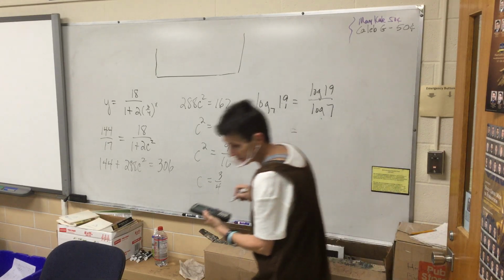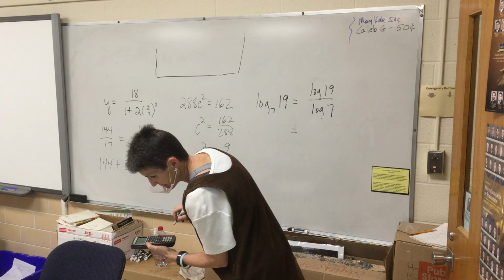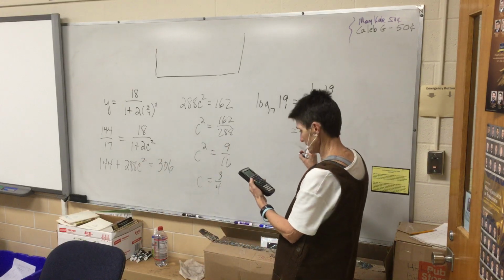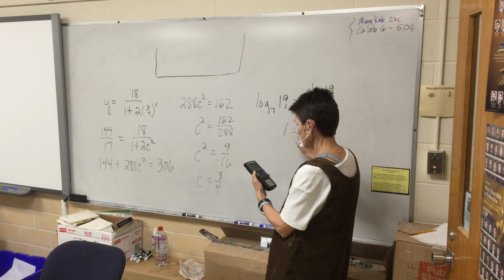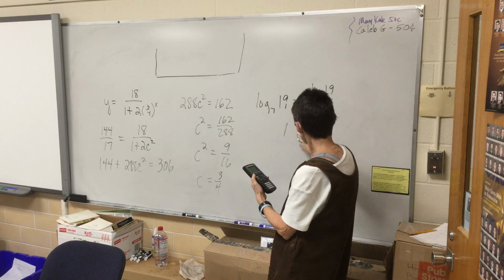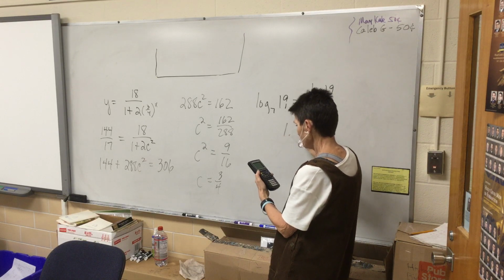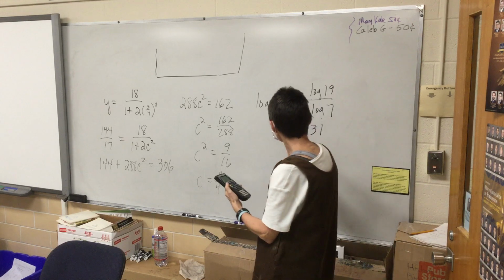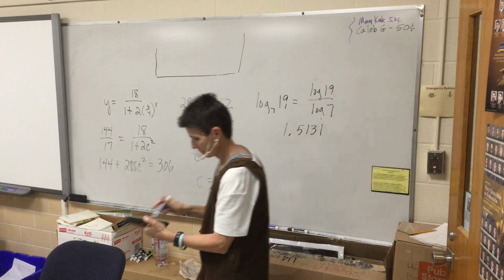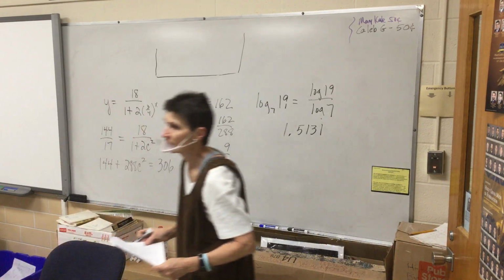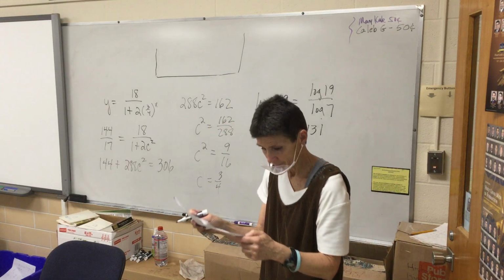So I don't know if I gave you any rounding directions. I didn't. There'll be some on the test. I'll just do 1.5131. Good job, Rory. Good job.